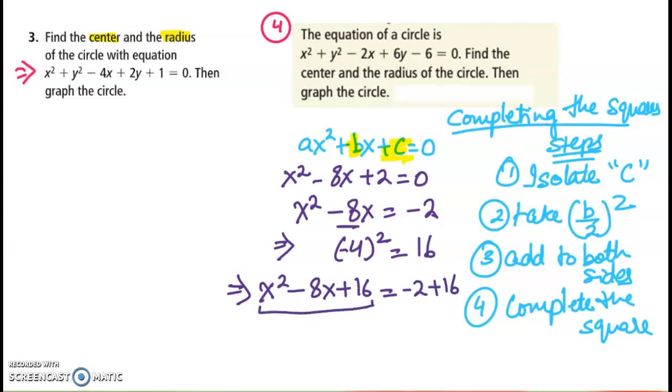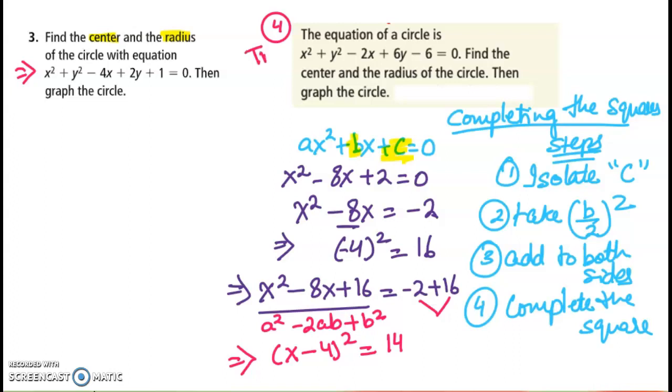Now if you look closely, this is nothing but a squared minus 2ab plus b squared. So I can write this as x minus 4 squared is equal to 14. This is what we are looking for, completing the squares. And if you understand this, then we can solve question number 3 using the same principles. So take a moment, write these steps down, try to make sense of these steps, and then we will get back to question number 3. Question number 4, it is for you to try.